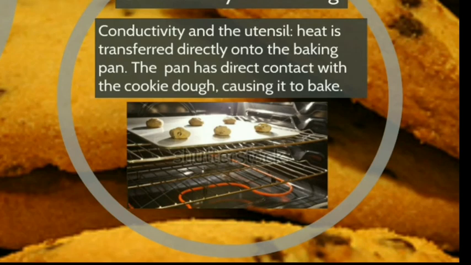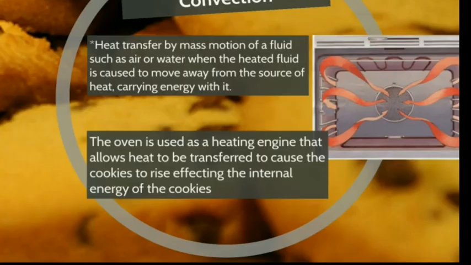Next, conductivity and baking. Conductivity and the utensil. Heat is transferred directly onto the baking pan. The pan has direct contact with the cookie dough, causing it to bake. Cookie dough and pan have direct contact, so heat from the oven is applied to the cookies and they bake.